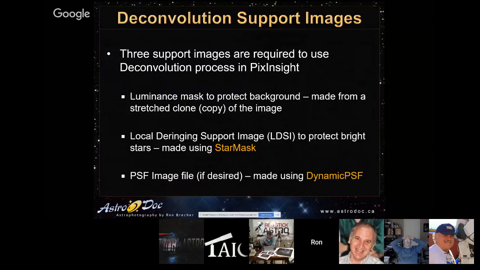The second thing we want is what's called the local de-ringing support image. Deconvolution can produce dark rings around bright objects like stars. The global de-ringing that's built into PixInsight does a good job on small stars, but on the largest stars, you need extra protection. This local de-ringing support image is going to tell the deconvolution process where to give extra protection to bright stars. And finally, we need a point spread function, and we're going to make that using the dynamic PSF tool.